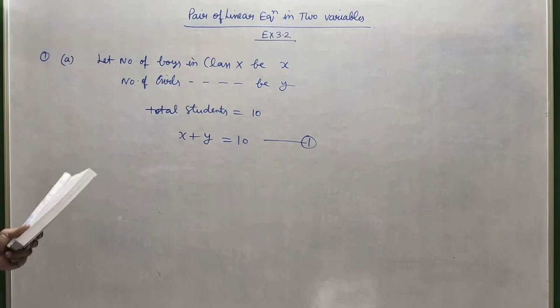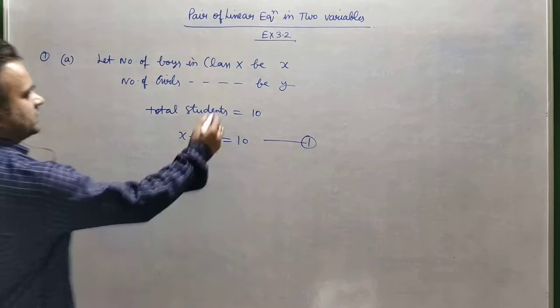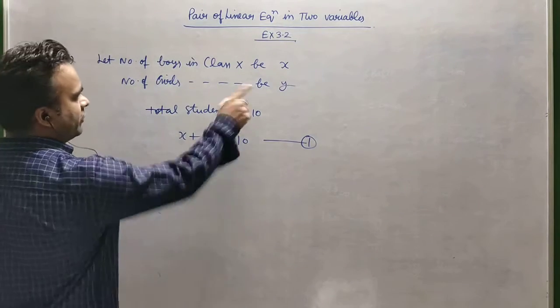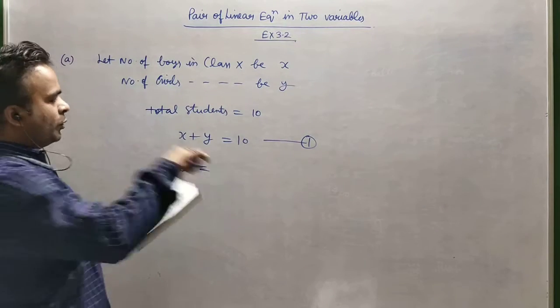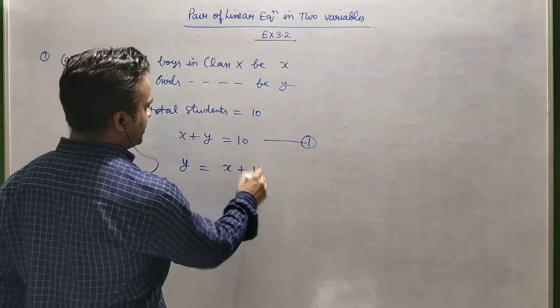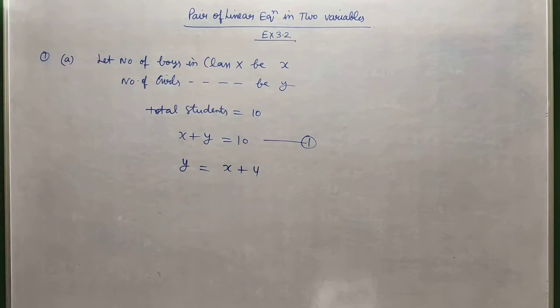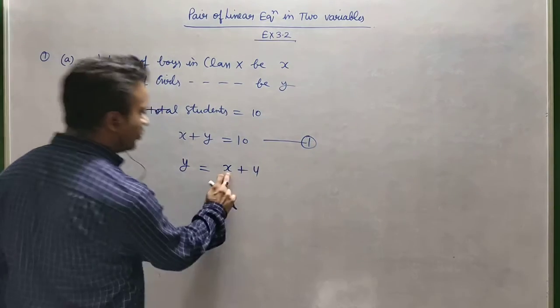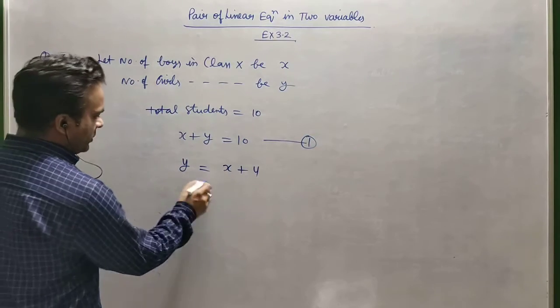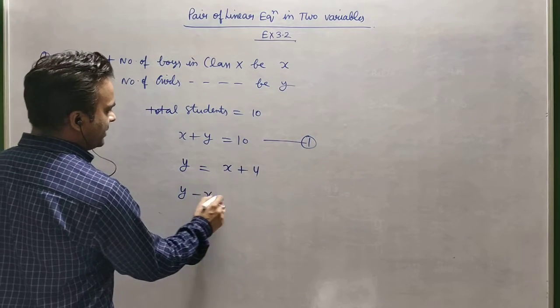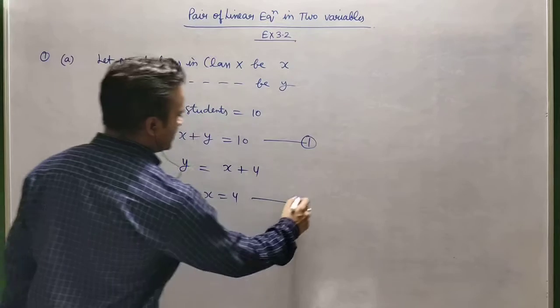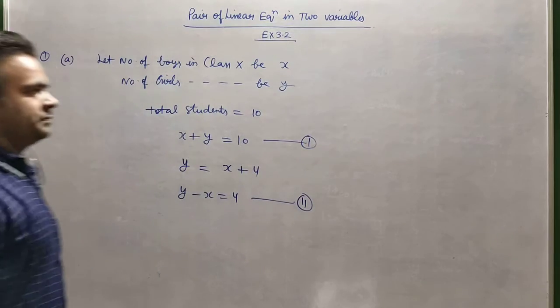First equation. Now the second is, if the number of girls y is 4 more than the number of boys, means the number of girls is 4 more than the number of boys, so it will be y minus x is equal to 4. This is the second equation.